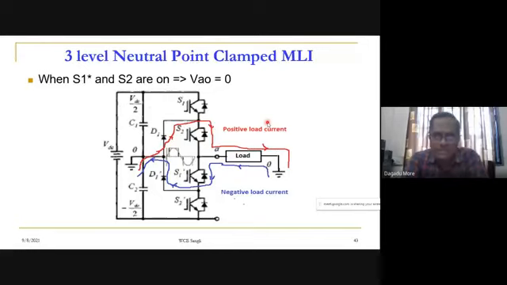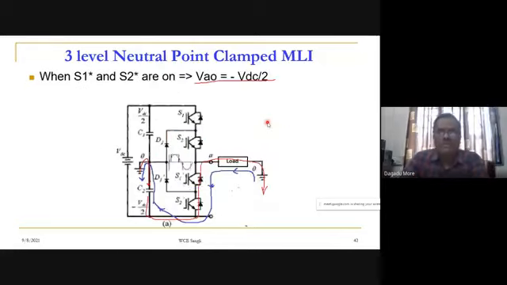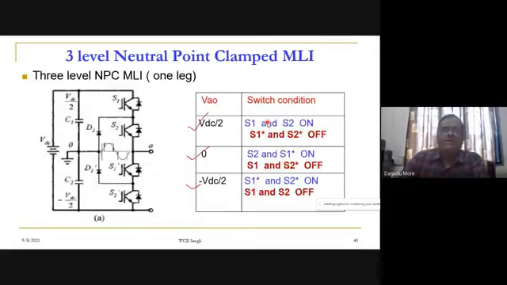We are discussing the three-level diode clamped multi-level inverter. The number of devices is 12, and we require 6 clamping diodes and 2 capacitors for splitting the DC link. And we have seen the complete concept of the complementary pair. What is meant by the concept of complementary pair? S1 and S1 star, they are complements.